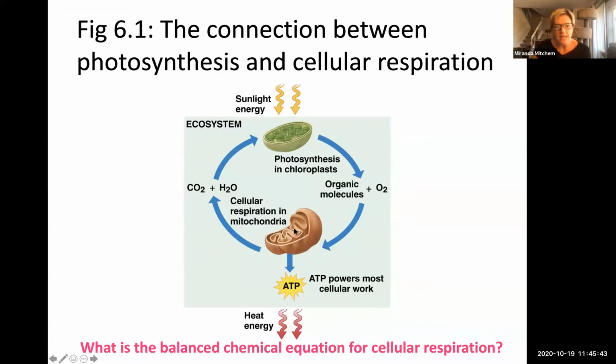This happens in the inner mitochondrial membrane, the cristae of the membrane. The products of cellular respiration are carbon dioxide and water. So if we think about these two reactions at the level of the ecosystem, there is cycling of these materials throughout the ecosystem.